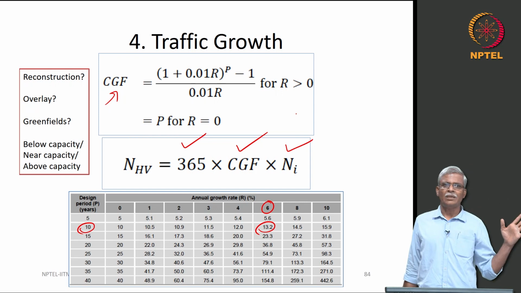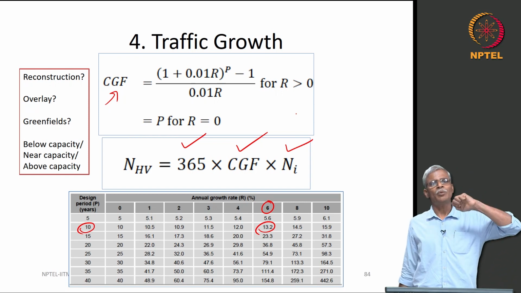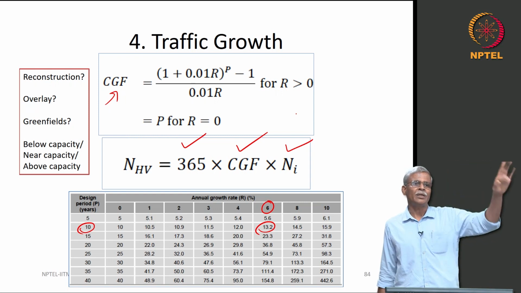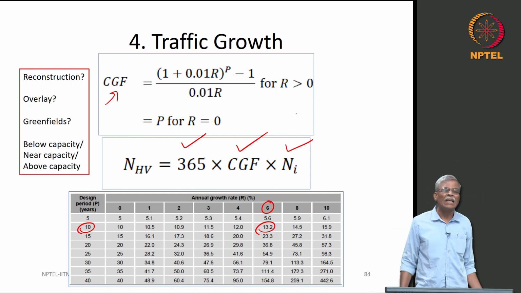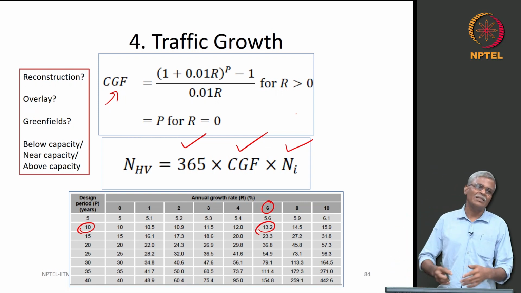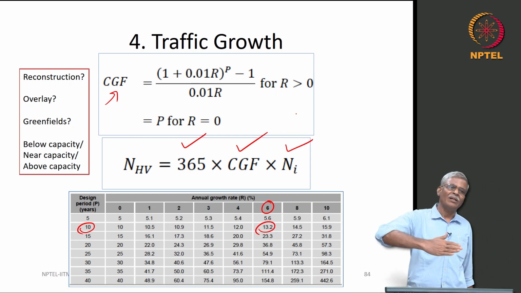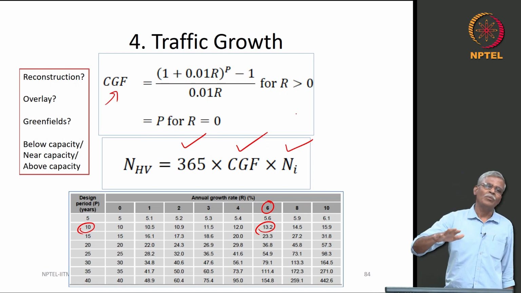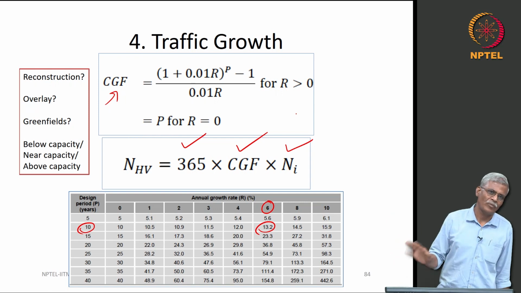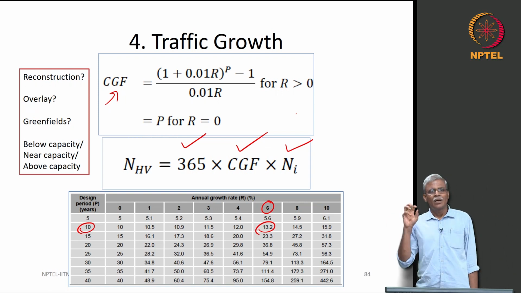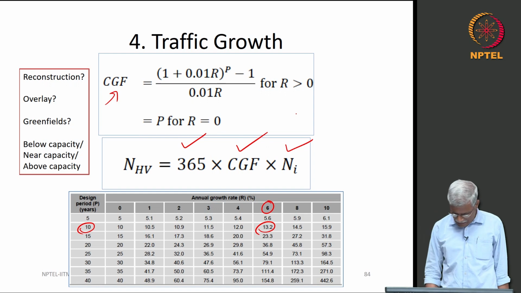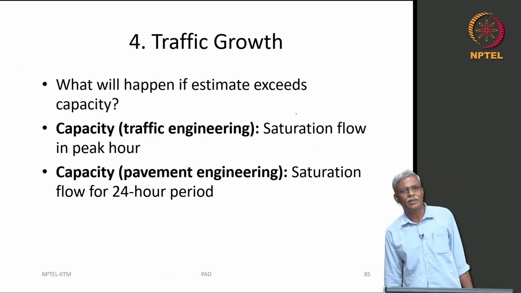Now, there are interesting things. One is, if it is going to be a reconstruction, things are going to be different. If it is going to be an overlay, it is going to be different, and if it is a greenfield project, it is going to be different. And this is where Australian traffic analysis starts taking a deviation from what we have seen in IRC. Now, they start looking at below capacity, near capacity, and above capacity. So, let us understand what these things really mean.